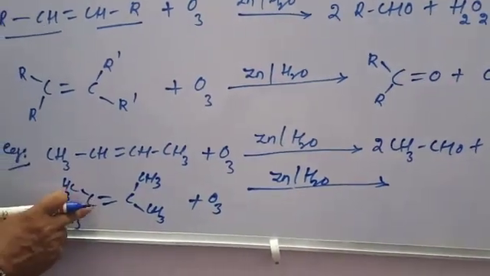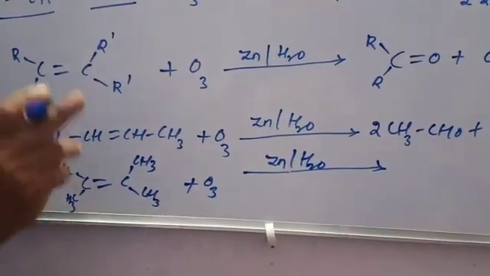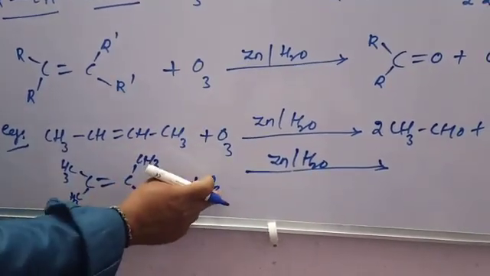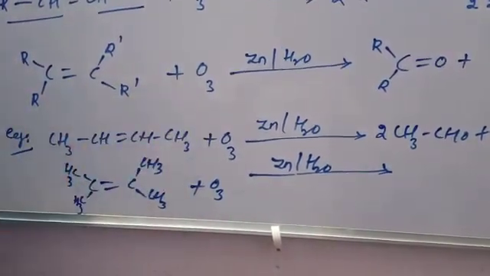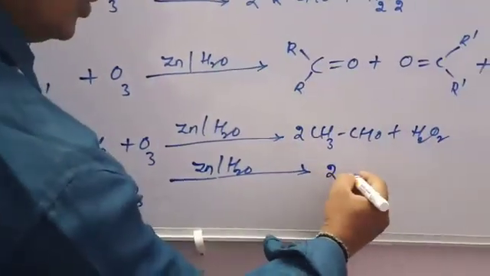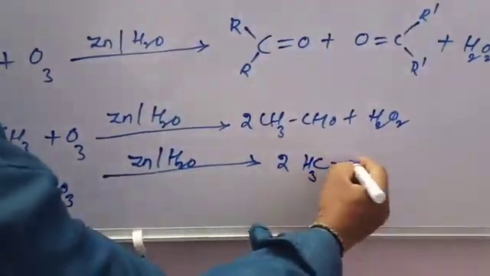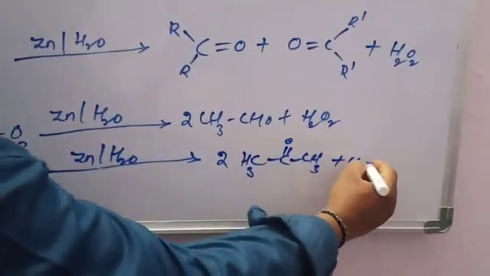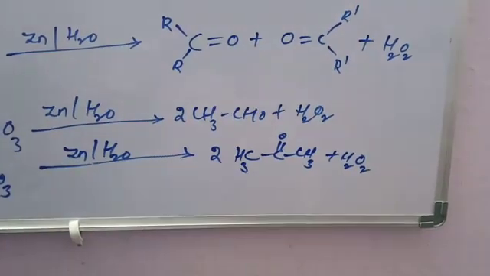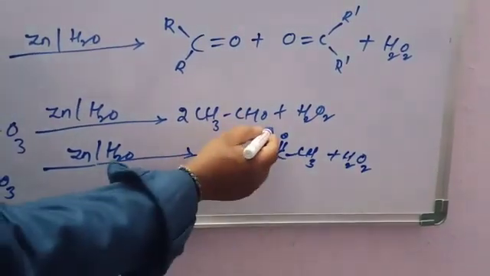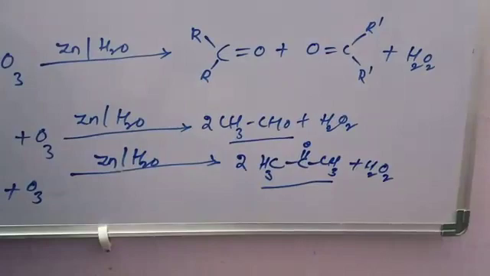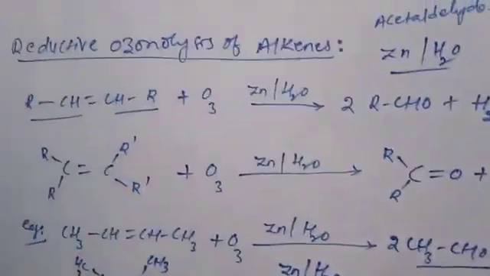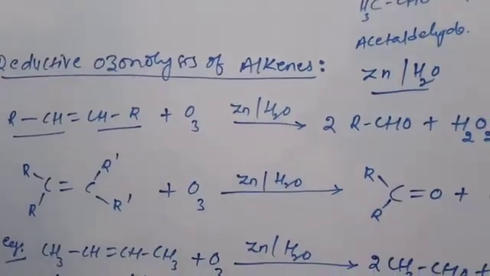So the CH3 groups combine with an oxygen, and 1 mole of acetone is obtained. Another CH3 group combines with another oxygen, giving the second mole of ketone. So 2 moles of CH3–C(=O)–CH3 are formed, plus the remaining oxygen combines with water to give hydrogen peroxide. So this is acetaldehyde, this is acetone, the ketone. This is the preparation of aldehydes and ketones by reductive ozonolysis.